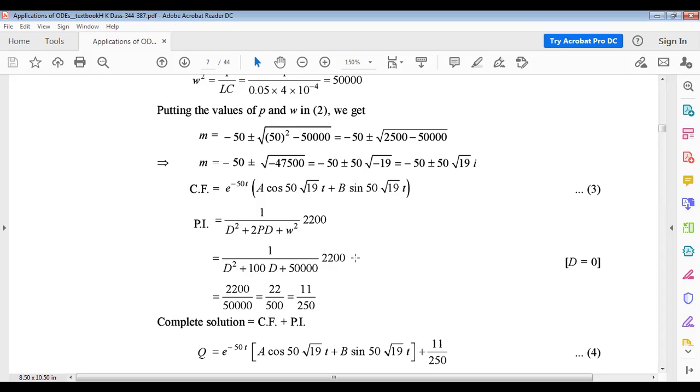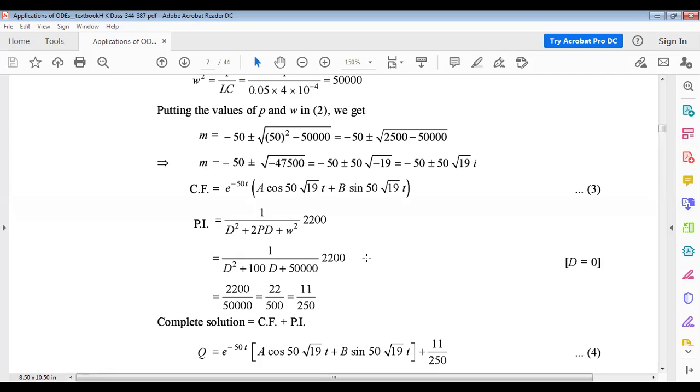E to the power 0 into t means 1. So in exponential form, the coefficient of t is 0. This is why we put D equals 0 here. Understand? We get the particular integral equals 110 divided by 50,000, which is 11 divided by 5,000, after applying multiplication by e to the power 0 into t.